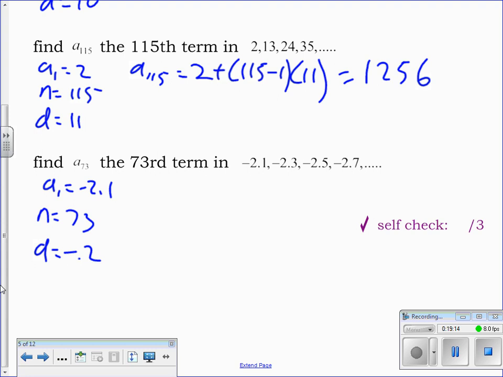Next one, I'm looking for the 73rd. A sub 73. First term is -2.1 plus 73 minus 1 times -0.2 because I'm going down 0.2 each time. So 72 times 2, 144, so it's 14.4. -14.4 plus -2.2 is -16.6. Yeah, it should be -2.1.